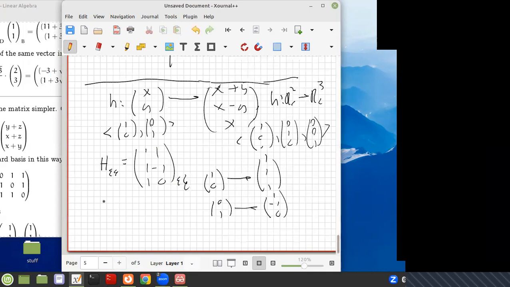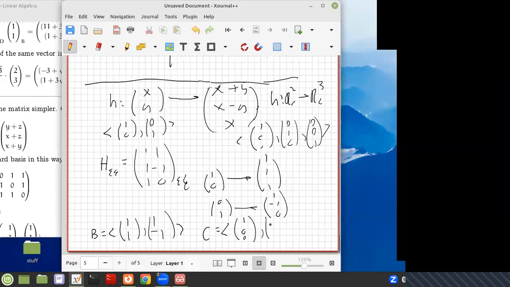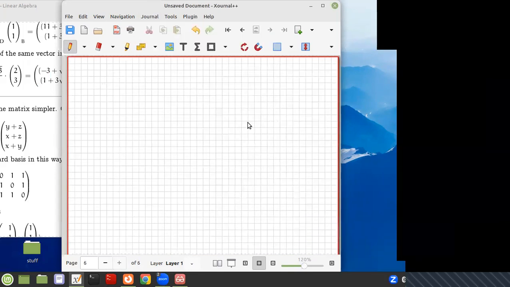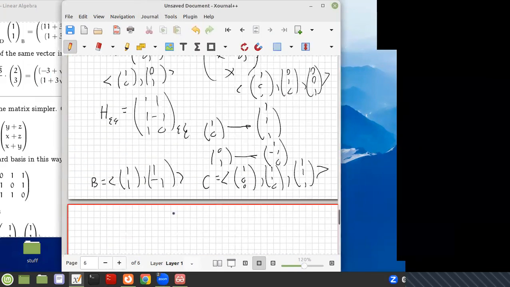So now, let's say that we want to use 1, 1, 1 minus 1 for the domain. And for the codomain, let's use 1, 0, 0, 1, 1, 0, and 1, 1, 1. Okay? Then the problem is, what is H_BC, right?